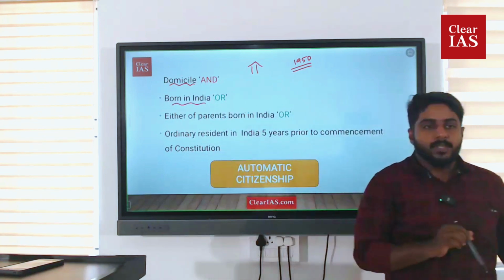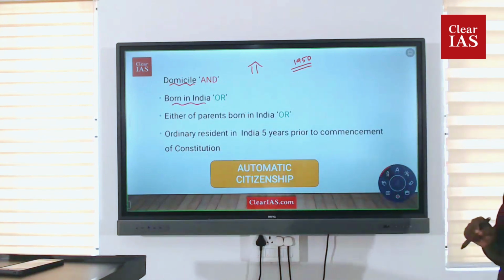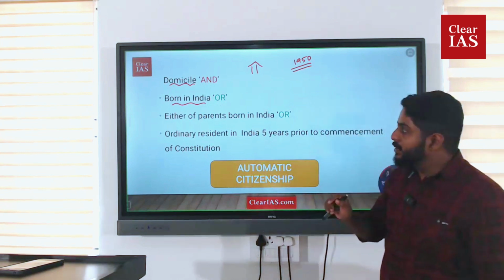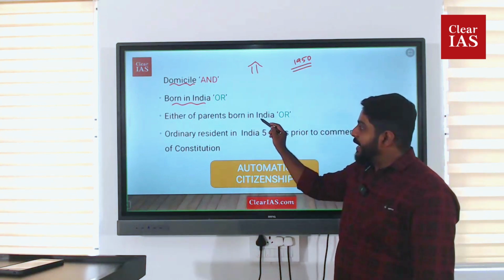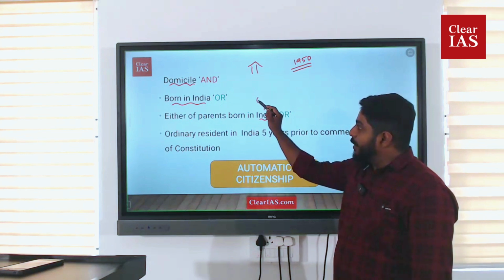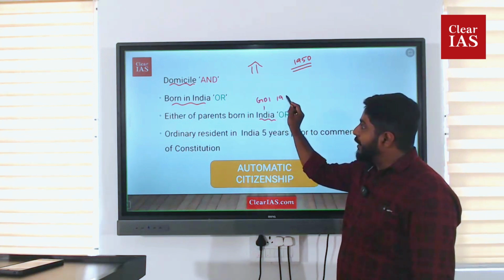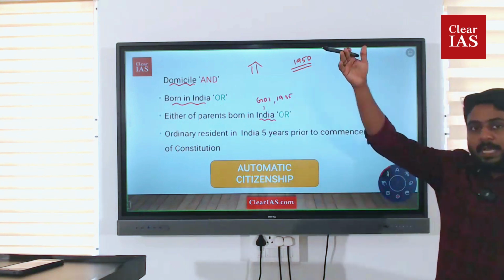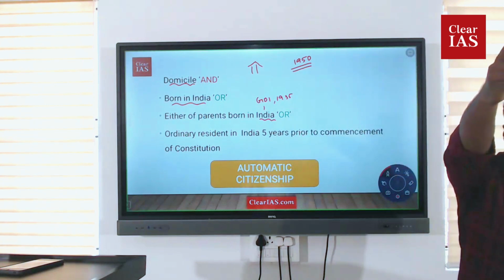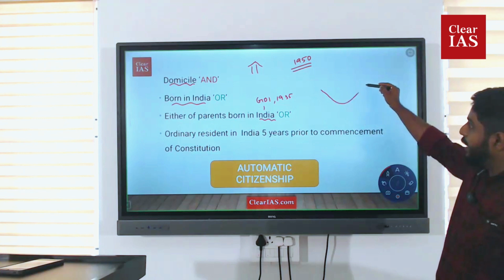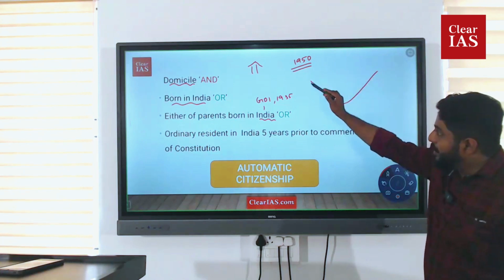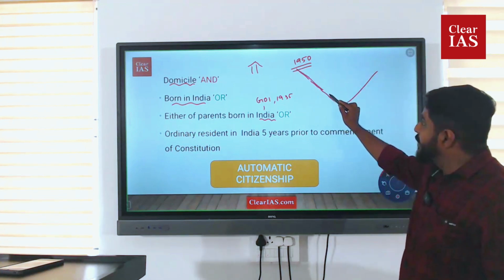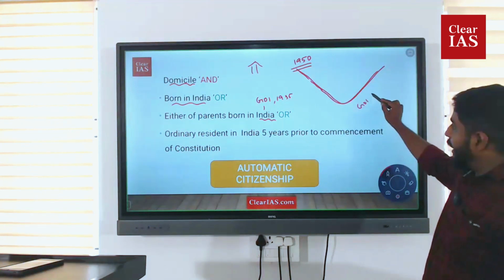So condition number 1 is that a person who has domicile in India, and if that person is born in India. So which India are we speaking about? This India is as per the Government of India Act of 1935. Are you getting this? That is, we are speaking about pre-partition India. Here you have the part which has got divided as Pakistan.